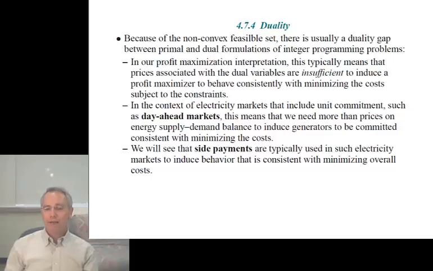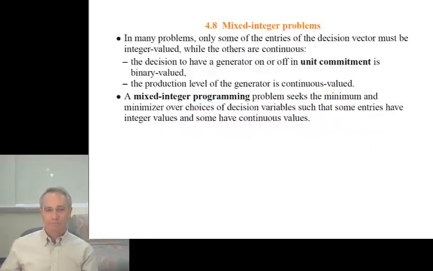So this means, for example, in an electricity market that includes unit commitment, a day ahead electricity market is an example, we are going to need more than prices on the energy supply demand balance to induce generators to be committed consistent with minimizing the costs. And in order to do that, we'll see that typically in electricity markets we make side payments that are designed to induce behavior that's consistent with minimizing overall costs.